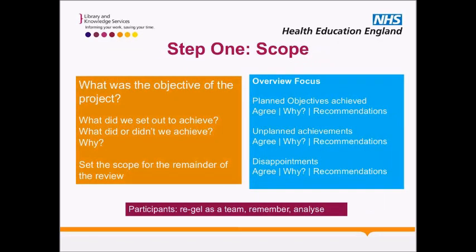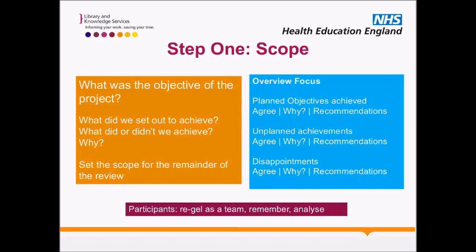So moving on, I said there were 4 steps to actually carrying out a retrospect, and I'm just going to go through those very briefly now for you, just to give you a feel of how a retrospect would actually run. So the first step is really about scoping out what the project was trying to achieve.